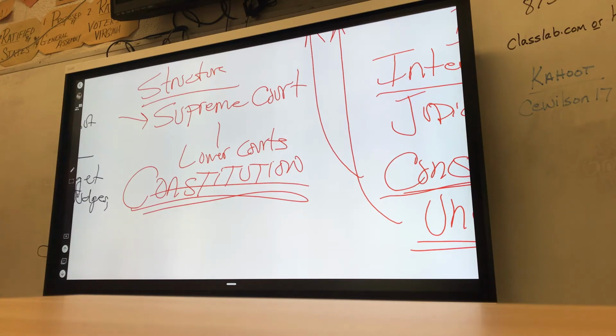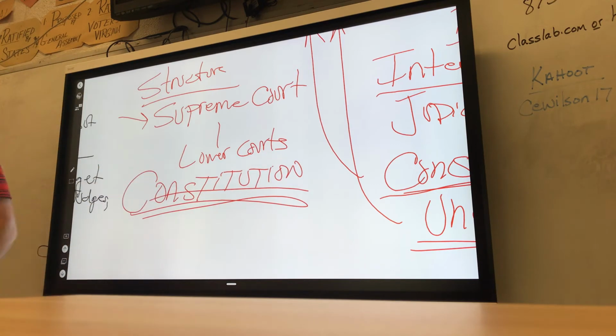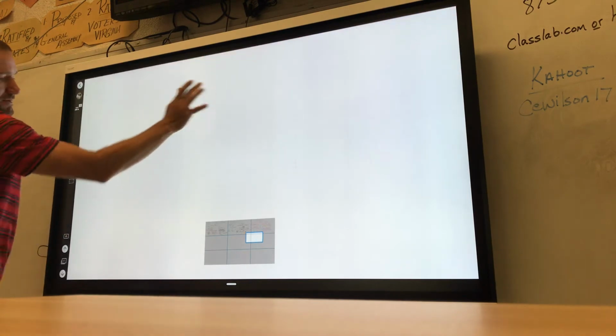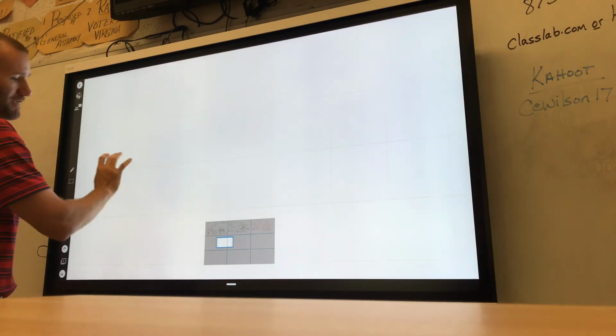Okay? That's how we know we have a Congress. That's how we know we have a president. That's how we know we have a Supreme Court. The Constitution tells us. How do we know Congress can make the law, the President can enforce the law, and the Supreme Court has the power of judicial review? Because the Constitution tells us. It's in the Constitution. Okay? So that's 6A.